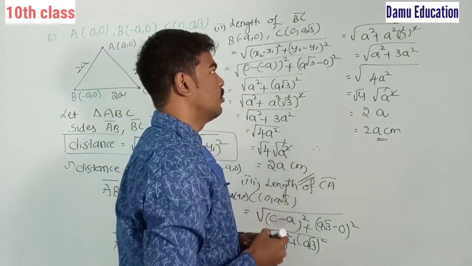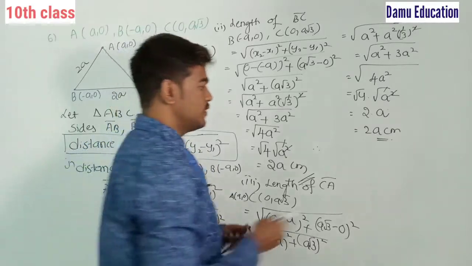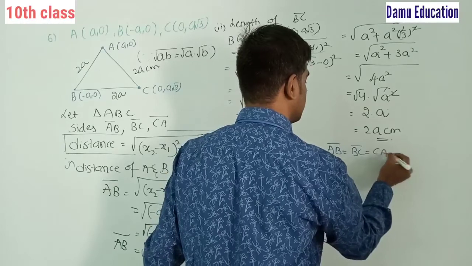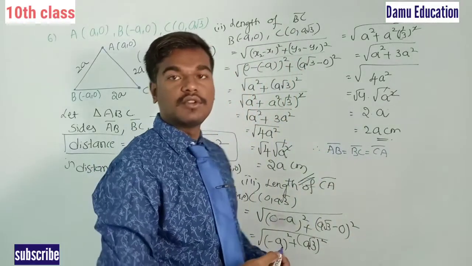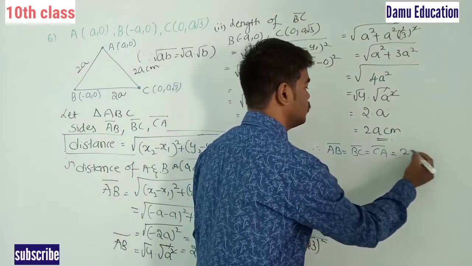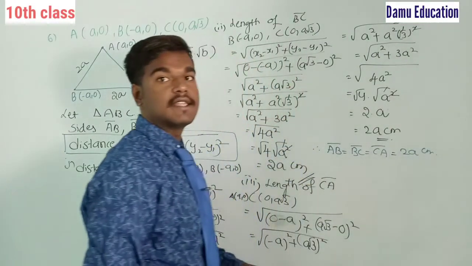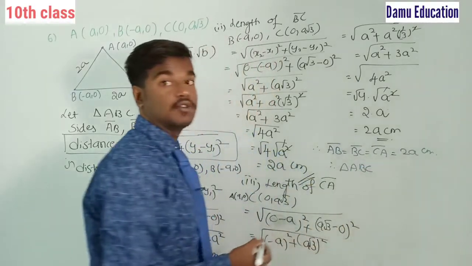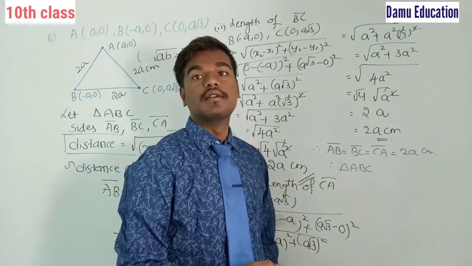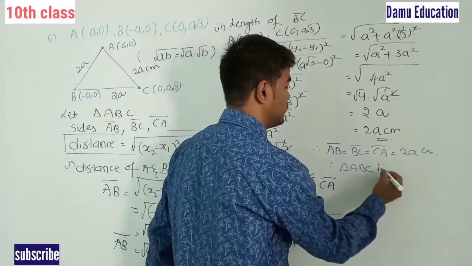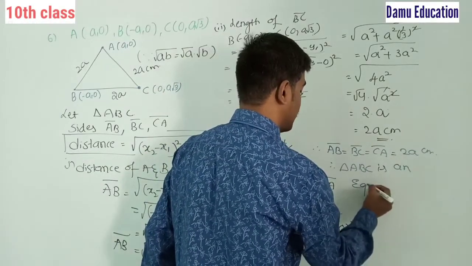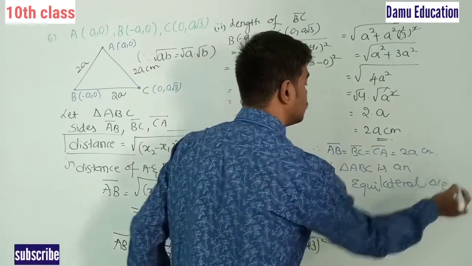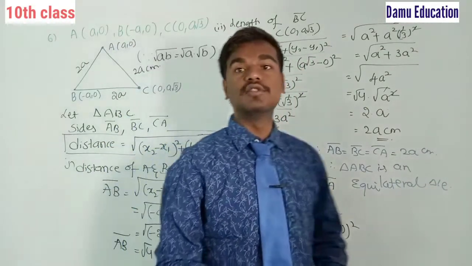Therefore, AB will be equal to BC will be equal to CA, which will be equal to 2a centimeters. Therefore, in triangle ABC, all sides are equal to each other. That is the point we need to consider here. So ABC is an equilateral triangle. Like this we have to find by using all the sides.